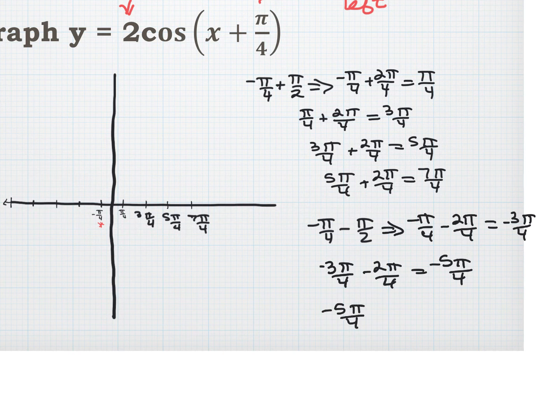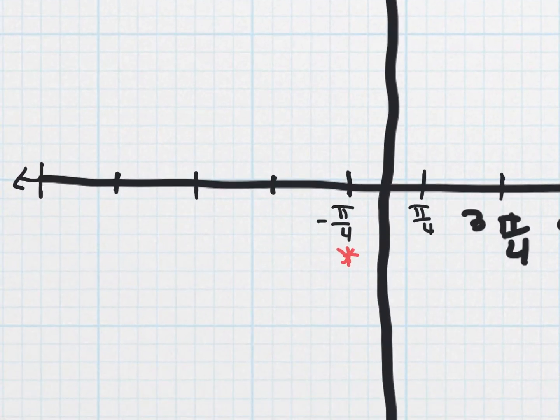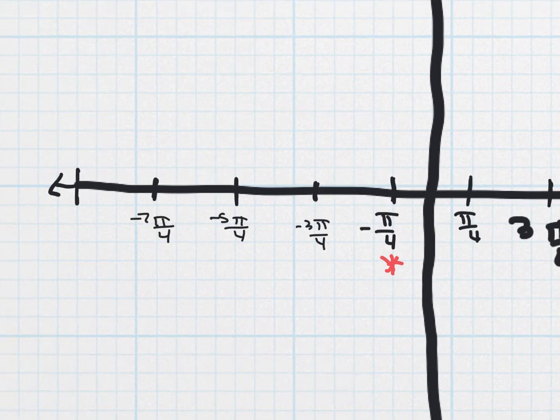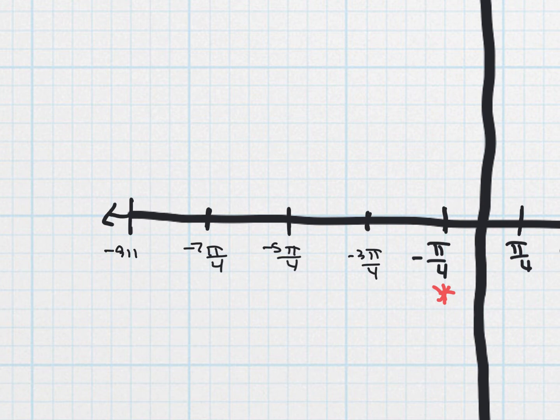Negative 5 pi over 4 minus 2 pi over 4, negative 7 pi over 4. And because I need 4 points to the left, I need to do it one more time. So let me go ahead and put those on the x-axis. So negative 3 pi over 4, negative 5 pi over 4, negative 7 pi over 4, and then the last one. Because again, you want 4 points that are to the left.